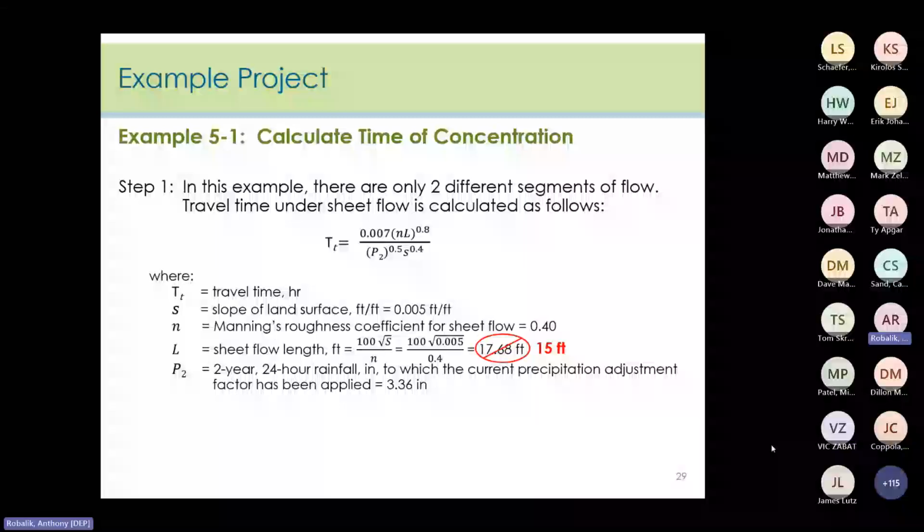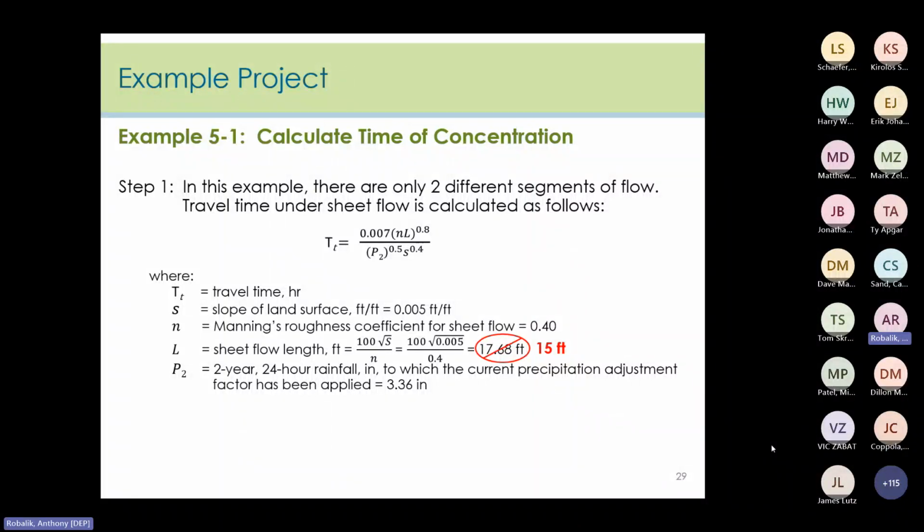But for sheet flow length, and this wasn't mentioned in the example statement, in this case, there's actually a physical obstruction on this site that limits sheet flow length to just 15 feet. So we're not going to use the larger distance of 17.68 feet calculated by McEwen-Speece, and instead use the smaller distance of 15 feet, which represents the actual site conditions. So plugging all this into the equation yields a travel time of 8 minutes.